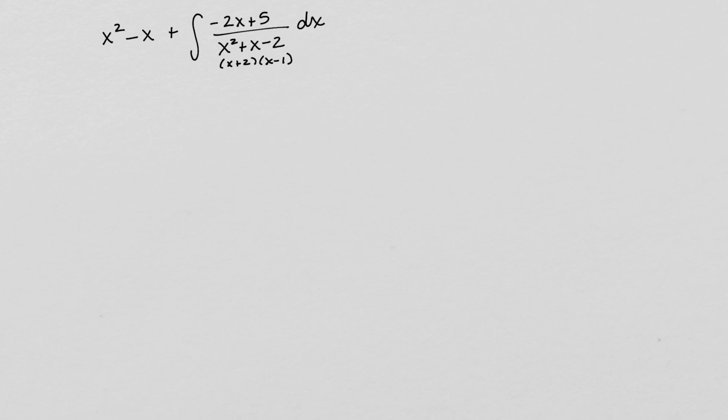So now we're going to take this minus 2x plus 5 over x plus 2 times x minus 1, and we're going to break it up. I just have two factors and they're just linear. So this is going to be A over x plus 2 plus B over x minus 1. Are we okay with that?